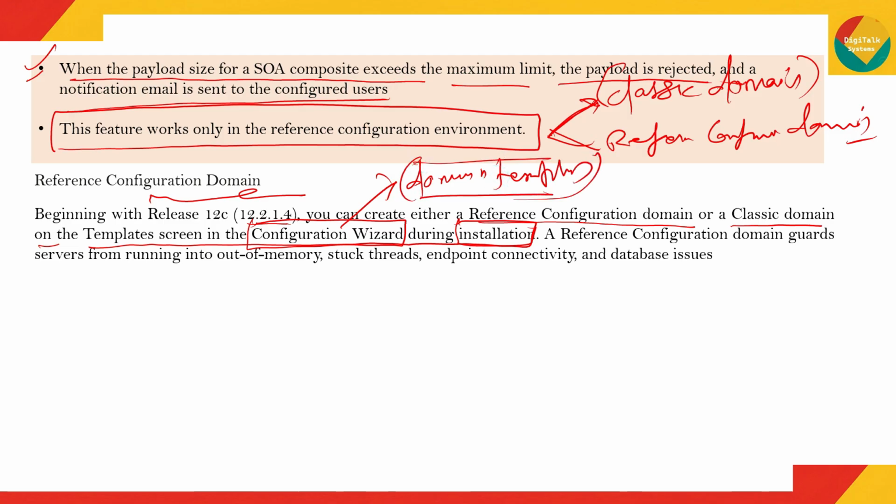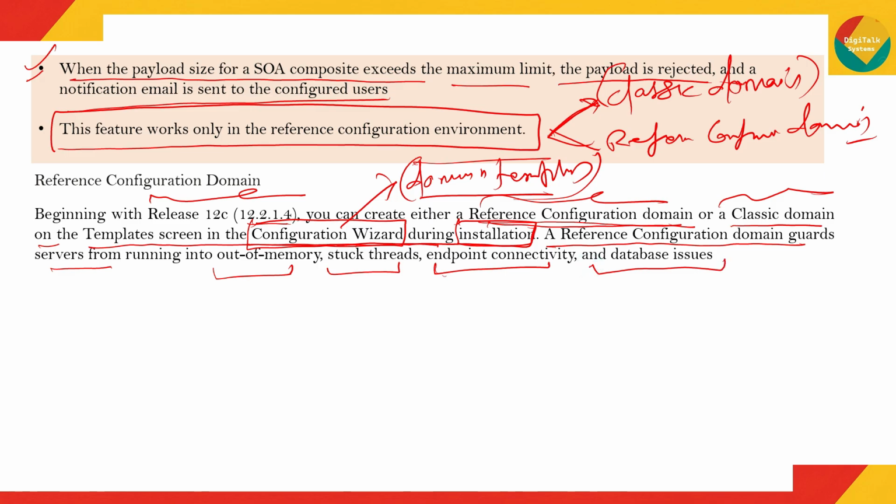During domain template selection, you will get the option for the reference configuration domain or a classic domain. Okay, if you are going with the reference configuration domain, which is the default domain for the SOA marketplace option. We have different options for the SOA. If you are in the SOA suite marketplace, then the reference configuration domain is automatically enabled for you. And this reference configuration domain guards servers from running out of memory, stuck threads, endpoint connectivity, and database issues.